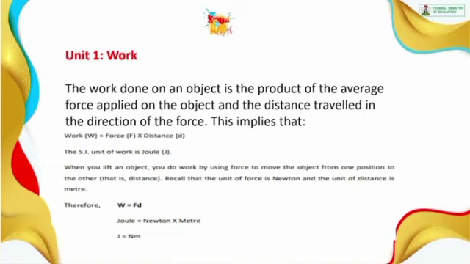W is equal to FD, where W is work, F is force, and D is distance. You can also represent it as joule is equal to Newton times meter, or in the shorter form, J is equal to Nm.